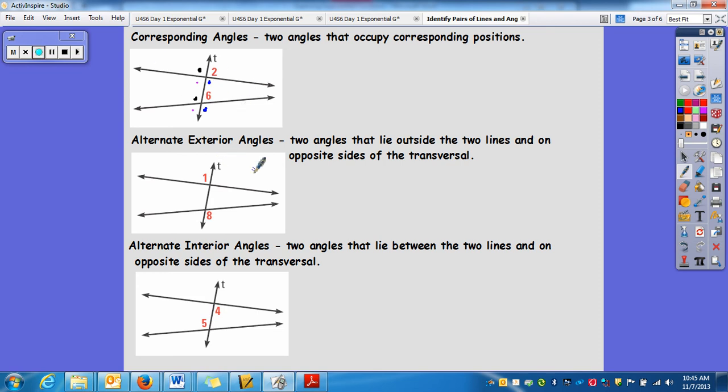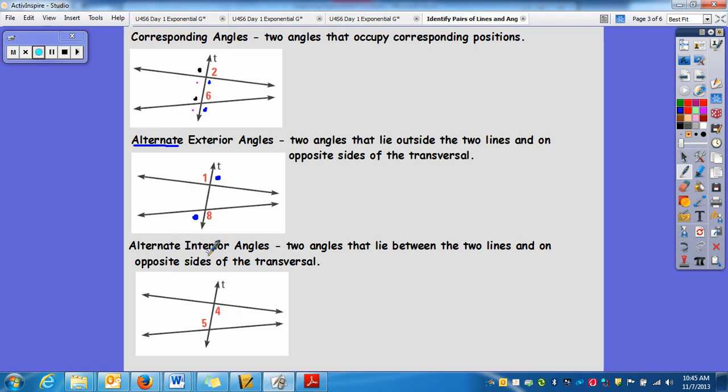Alternate exterior angles are 2 angles that lie outside the 2 lines and are on opposite sides of the transversal. So alternate, if you're alternate, you're alternating sides. So 1 and 8 are on opposite sides. And then they're exterior, so they're on the outside. Notice it's on the outside. They're not in between the 2 lines. There is another pair of alternate exterior angles right here.